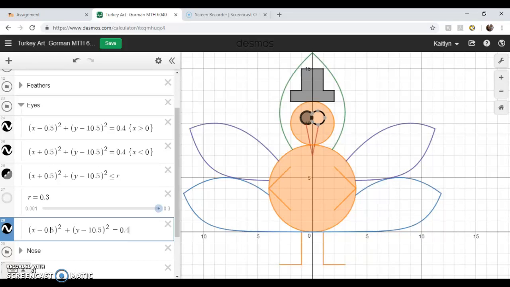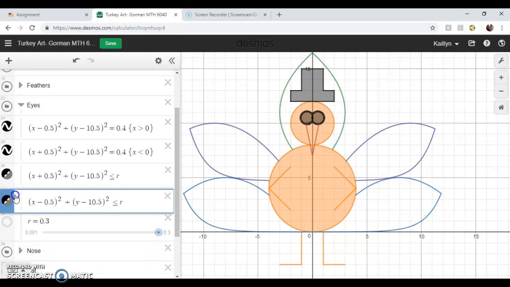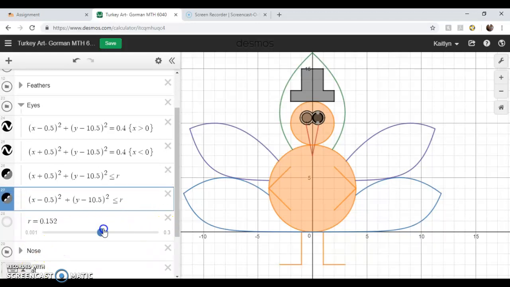So the radius is 0.2 because with the circle it's r squared. And then I am going to add my slider, sorry, so it's actually r. And I also want it to be filled in, so it's going to be less than or equal to instead. And I'm going to use the same r so that they go at the same time. So when I move this, they'll be getting smaller and bigger at the same time when I move my r, because they have the same r value.